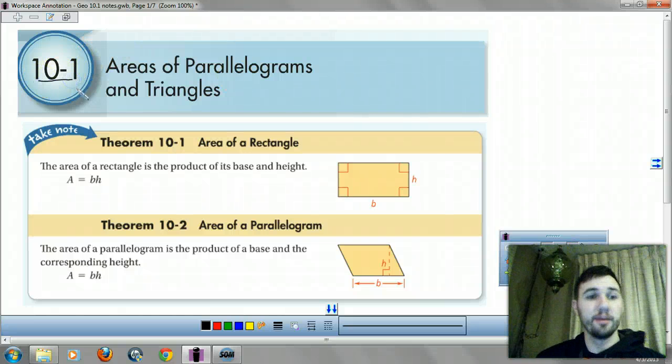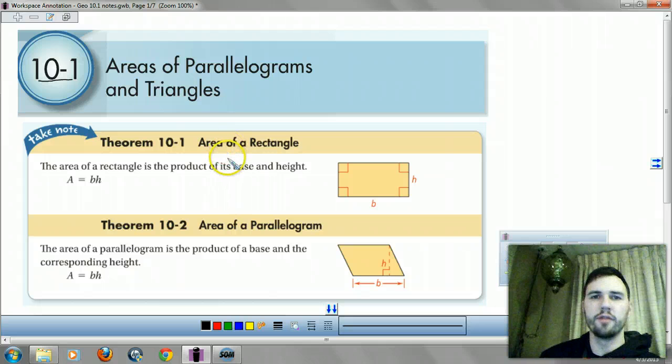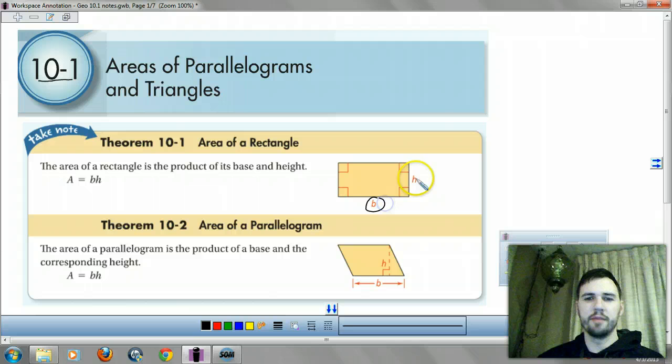Today we're going to look at 10.1, areas of parallelograms and triangles. Okay, we got two formulas you gotta learn. Number one, area of a rectangle. Area of a rectangle is, you take your base, you times your height. That's your area.